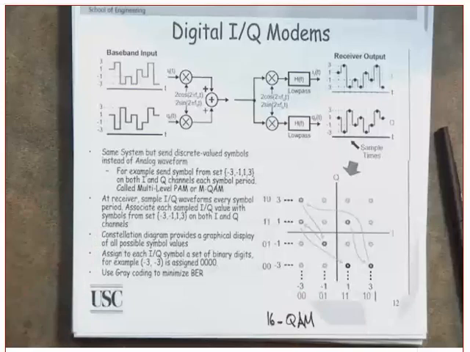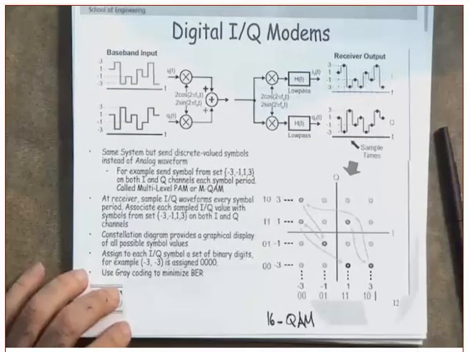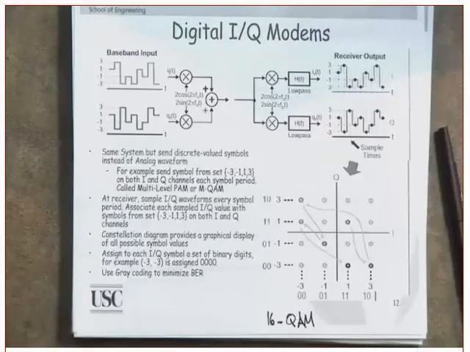Why? You are still not answering the question. You are telling me it's to reduce the bit error rate. I got that. Why? Why is the adjacent more important? The adjacent. Chances are the noise will alter one level to what? To an adjacent level, not to a level which is far away. The noise is not that bad.